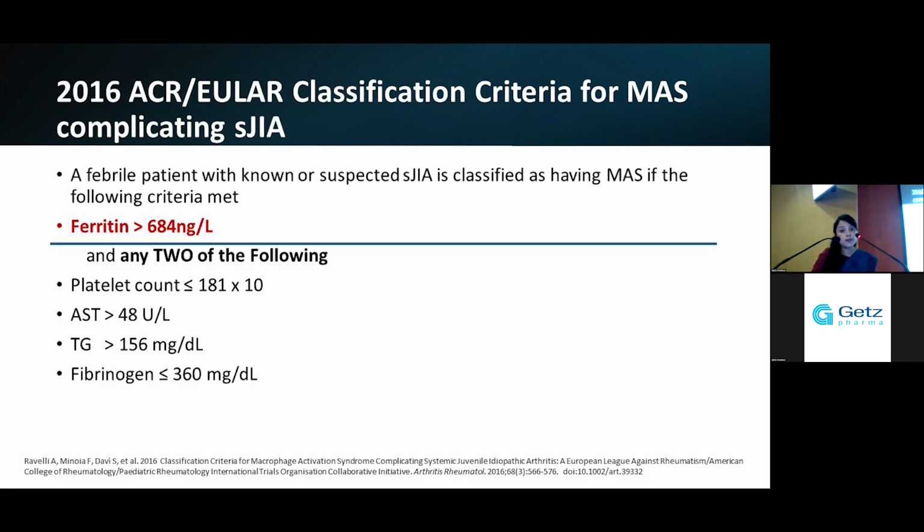A febrile patient with known or suspected systemic onset JIA is classified as having MAS if the following criteria are met: serum ferritin more than 684, with two of the following: platelet count less than 181, AST more than 48, triglyceride more than 156, and fibrinogen less than 360.